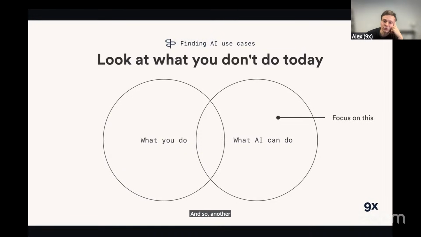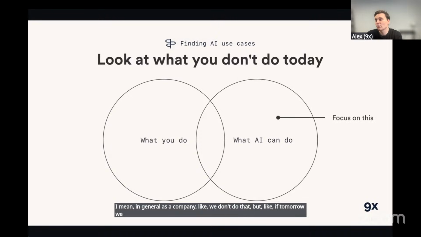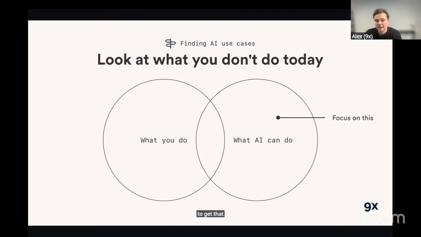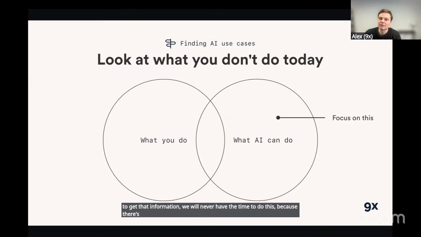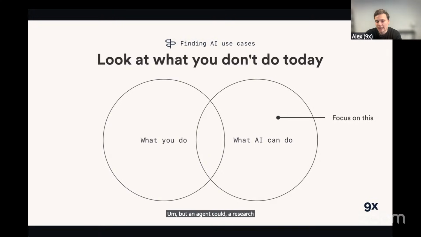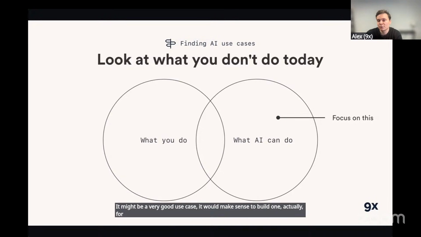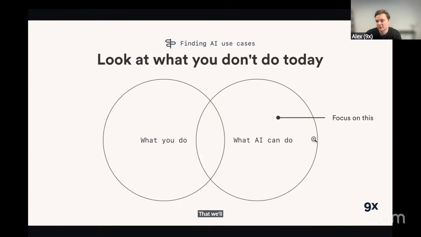Another example would be, we will never have the time to look every week at a competitor's website or all our competitors' websites. In general, as a company, we don't do that, but if tomorrow we wanted to check all the AI trainings just to get that information, we will never have the time because there's always better things to do than checking what the neighbor is doing. But a research agent could, and it might be a very good use case. It would make sense to build one for that purpose because we know that we'll never compete with AI on this use case because we don't have time to do it.